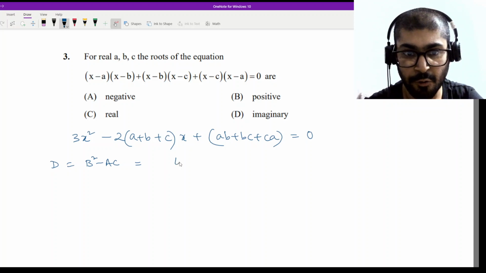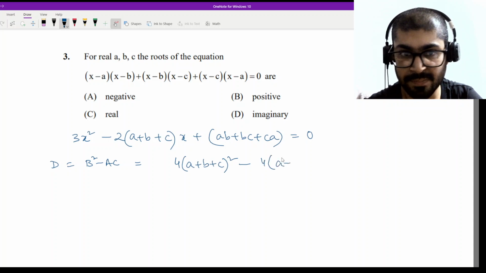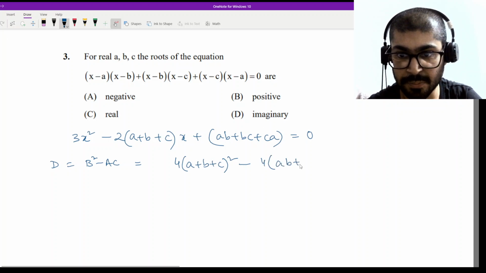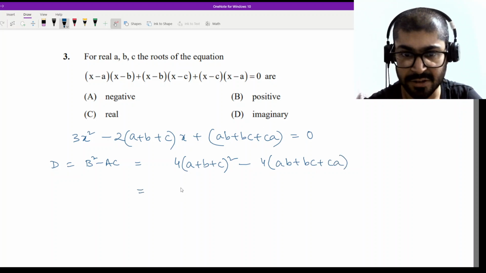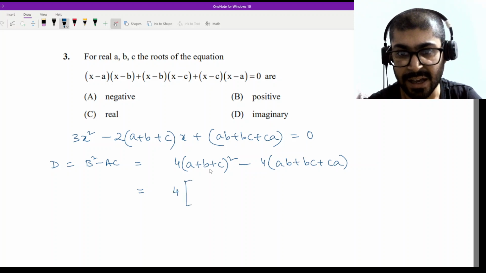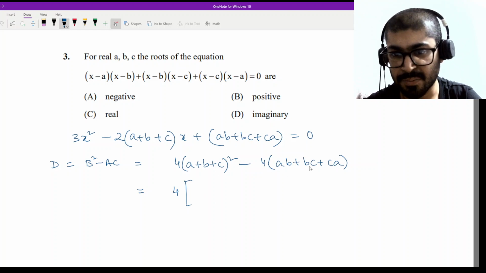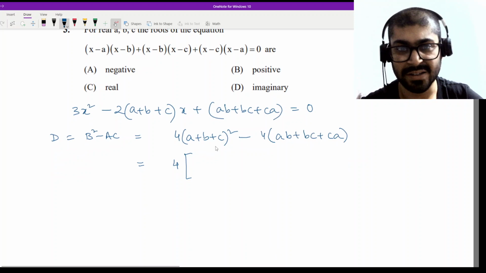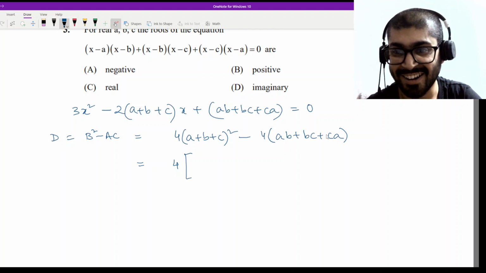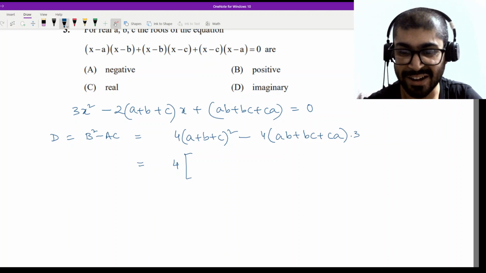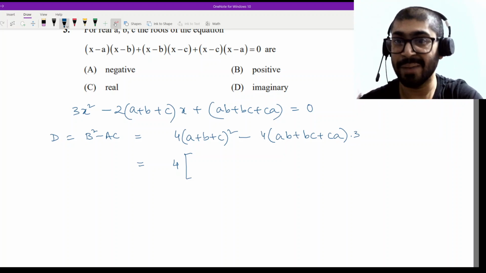So I'll have 4 into (a plus b plus c) whole square minus 4 into 3 into (ab plus bc plus ca). Alright, this is the discriminant. Now what if I solve this? So I'll take 4 common out of here, and I'll have (a plus b plus c) whole square minus 3 into (ab plus bc plus ca), right? Oh, alright, I had a 3 here, right? That is why something felt like missing. So the 3 was there from A, right?